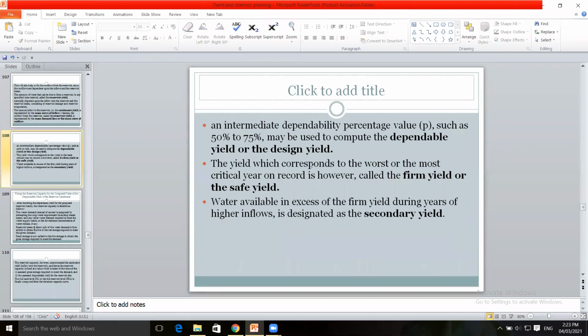Then dependable yield or design yield. Dependable yield is based on an intermediate dependability percentage value P, having a percentage of 50% to 75%. That is used to compute the dependable yield or design yield. This is another type of yield, the dependable yield, which is based on the dependability percentage value P. From this we get the dependable yield or design yield.